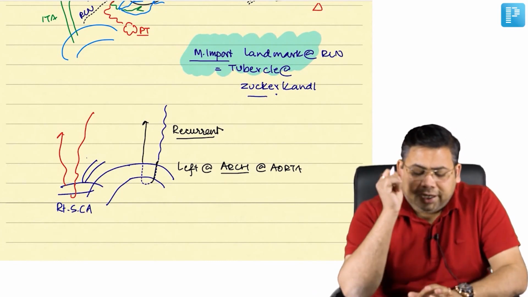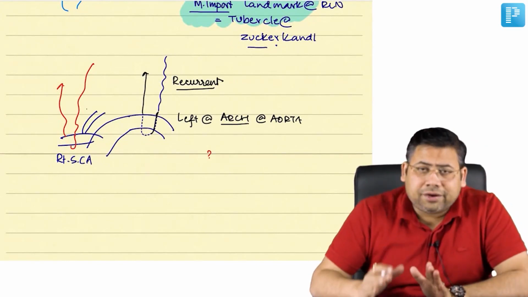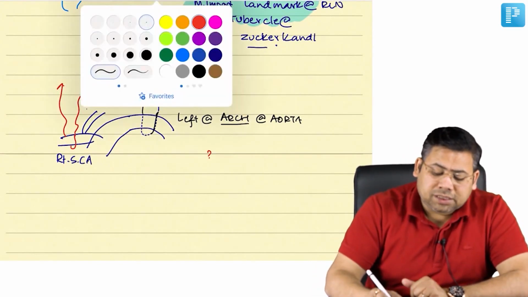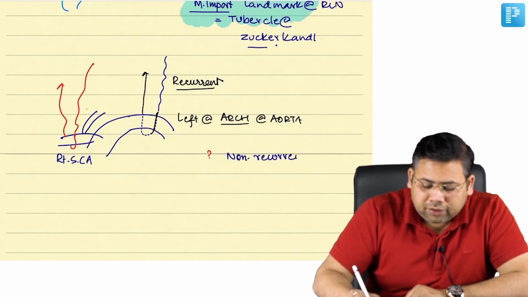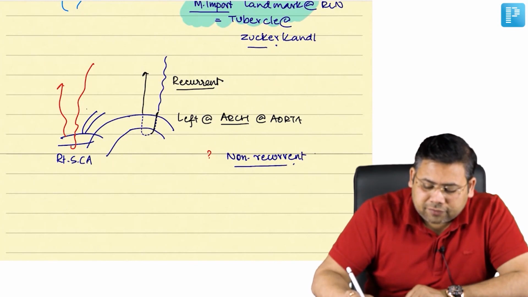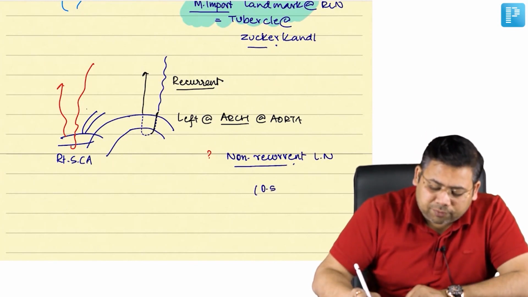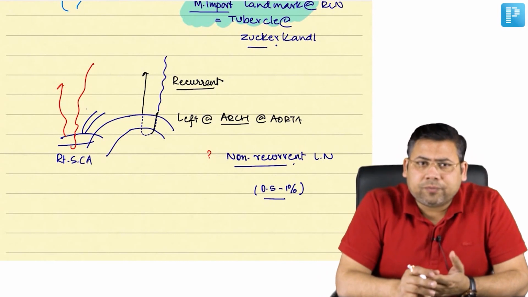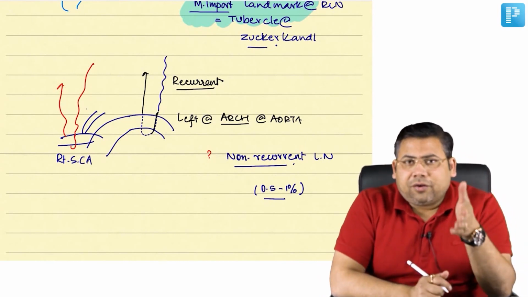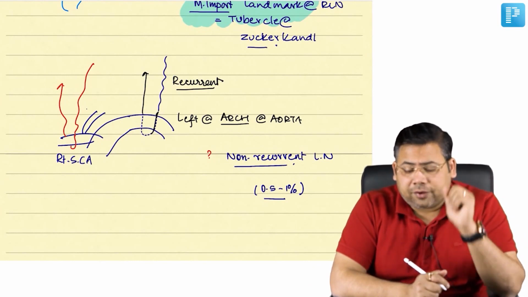Now try to understand one very important thing. What if they don't retrace the path? This is what is known as non-recurrent laryngeal nerve. What proportion of people do you see? 0.5 to 1% of people are associated with non-recurrent laryngeal nerve, and this is a big challenge. You are not able to locate it. It might be a non-recurrent nerve, and you might damage it when removing the thyroid.